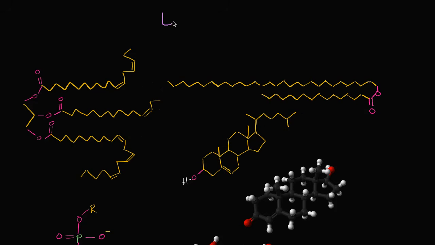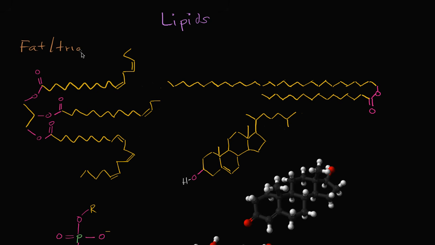Let's talk about lipids. Now, for those of you who are familiar with the term, you might associate it with things like fat molecules, and that would not be incorrect. Fat molecules are a very common form of lipid. In fact, this is an example of a fat molecule, or a triglyceride, right over here.